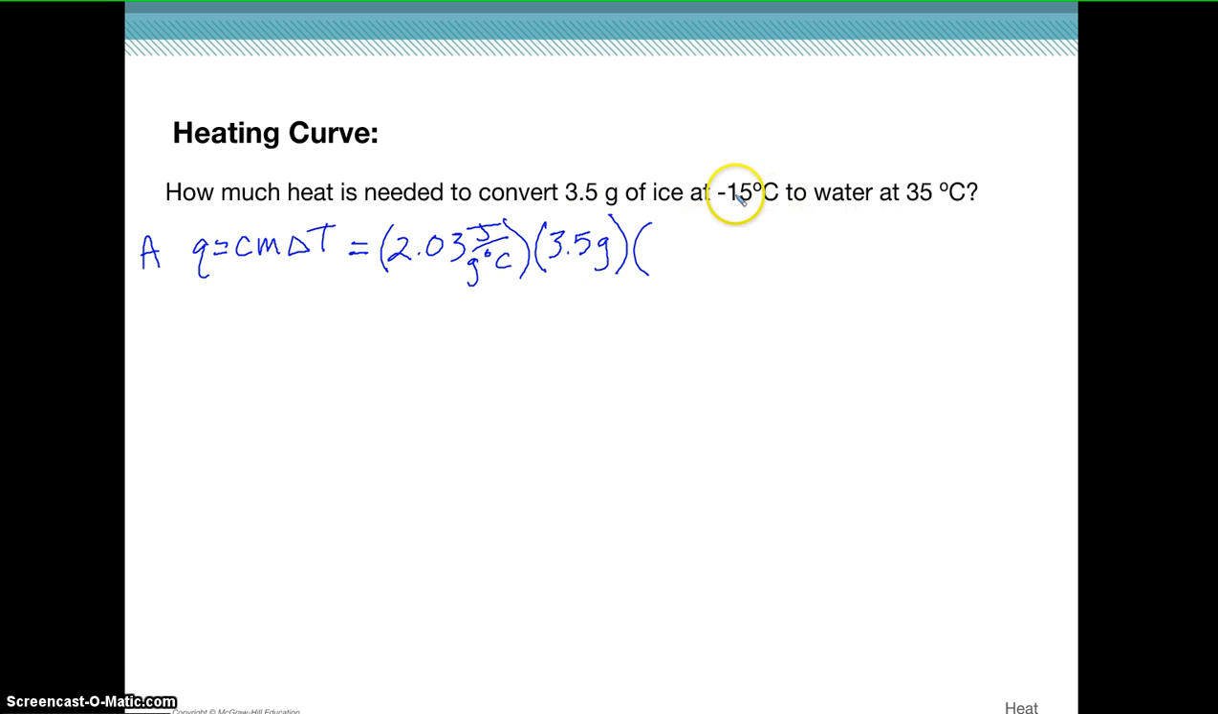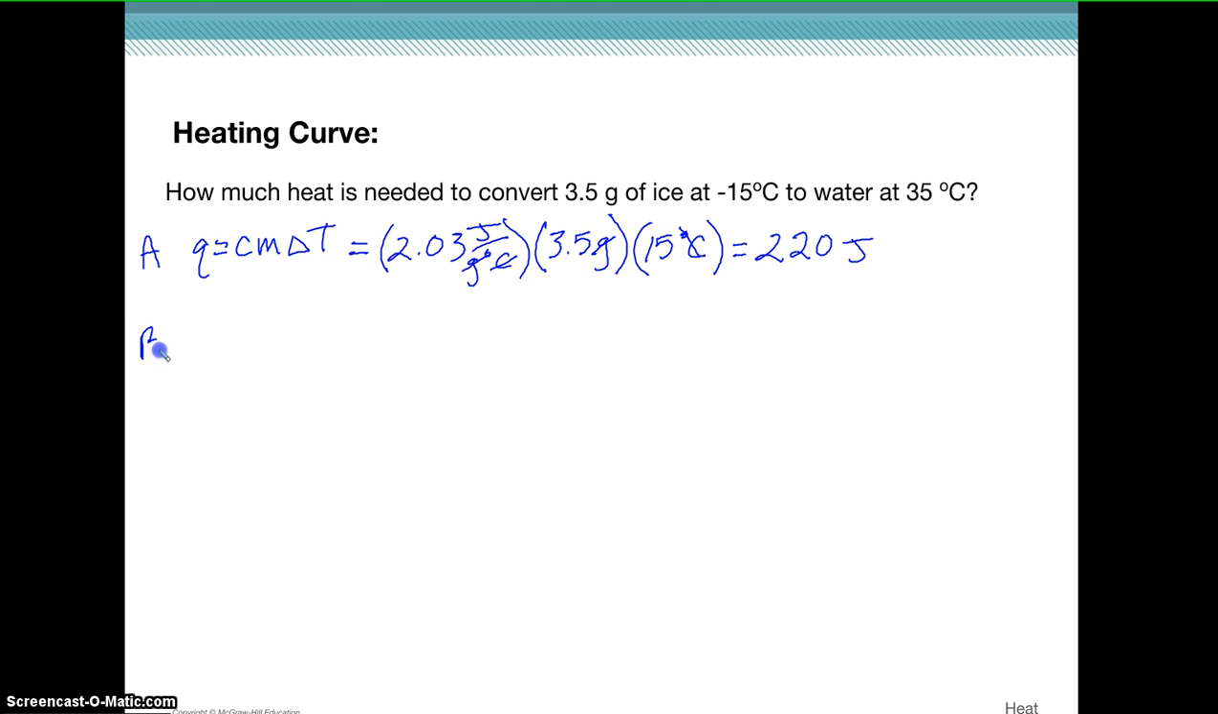Okay, so that's the specific heat, and then the mass, 3.5 grams, and the change in temperature. Well, we're not going all the way to 35. We have to stop at that corner, so we're going from negative 15 to 0. Final minus initial means our temperature change is 15 degrees Celsius. So if you'll notice, the grams cancel, the Celsius cancels, so our units will be in joules. And when we do that multiplication, and we round to 2 sig figs, we get 220 joules. So that's how much heat it takes just to raise the temperature of the ice to the melting point.